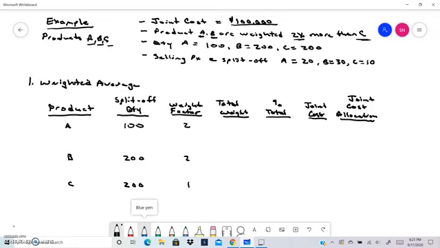So our total weight would be, we're going to multiply those two together. So we're going to have 200. We're going to have 400. And we're going to have 200. Okay, that's going to give us a total of 800.